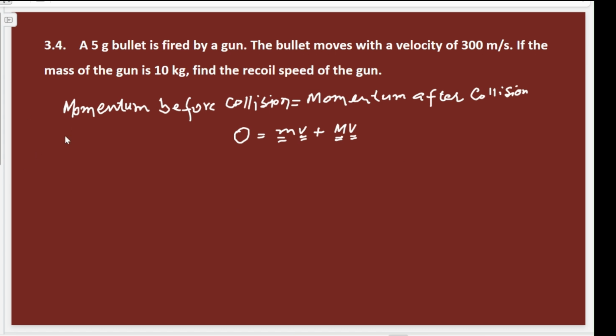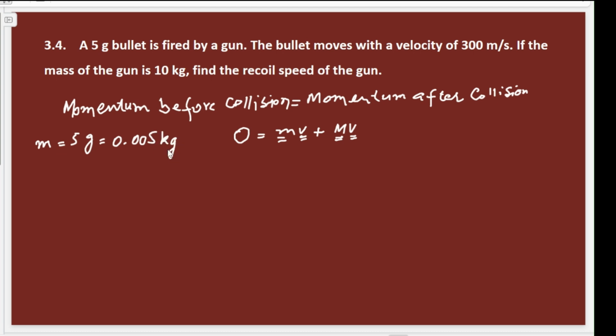So if we write the data here, the mass of the bullet, since we have said that it is represented by small m, so we write here m is equal to 5 gram. Since the mass is not given in SI units, we will convert it into kilogram by dividing 5 by 1000, and it will be 0.005 kg.